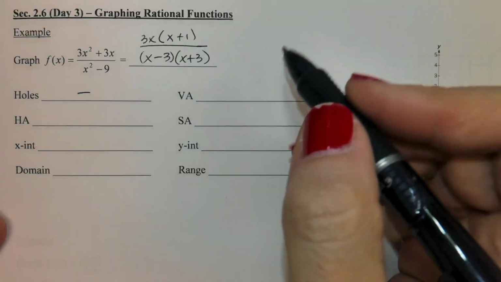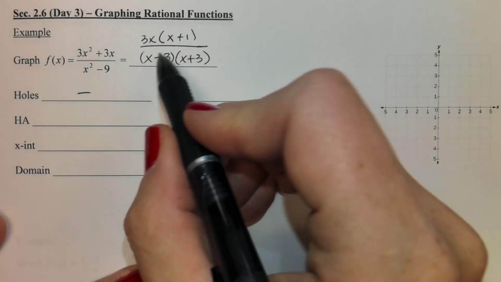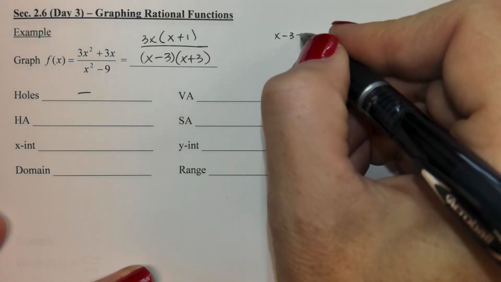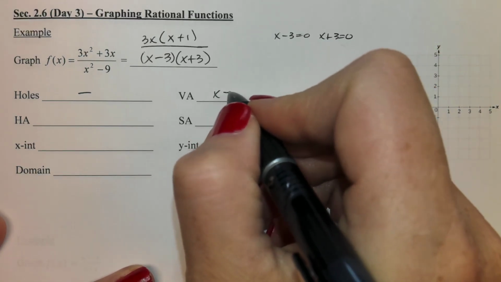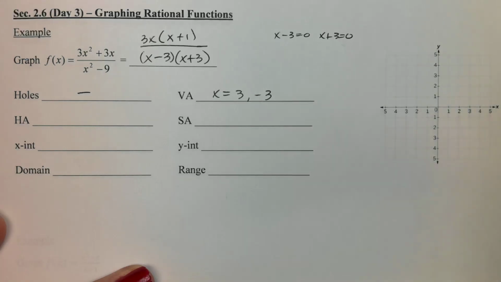Vertical asymptotes are denominator equal to 0, so I have to set each of these equal to 0. So I've got an x minus 3 equals 0 and an x plus 3 equals 0. So my vertical asymptotes are at 3 and negative 3.